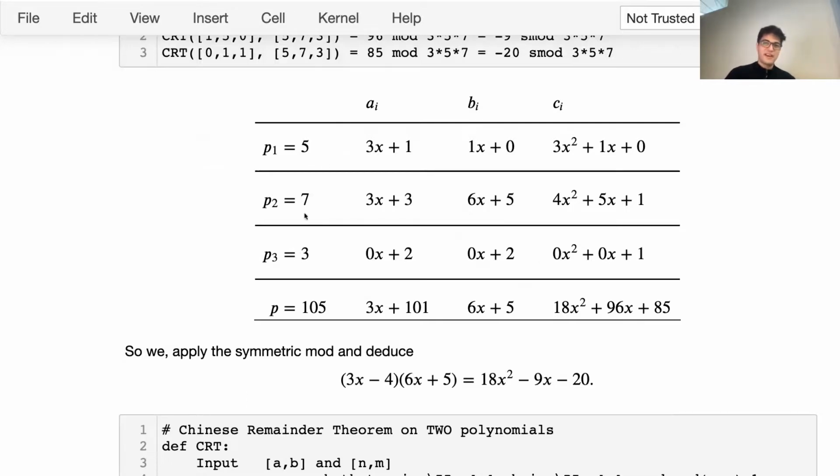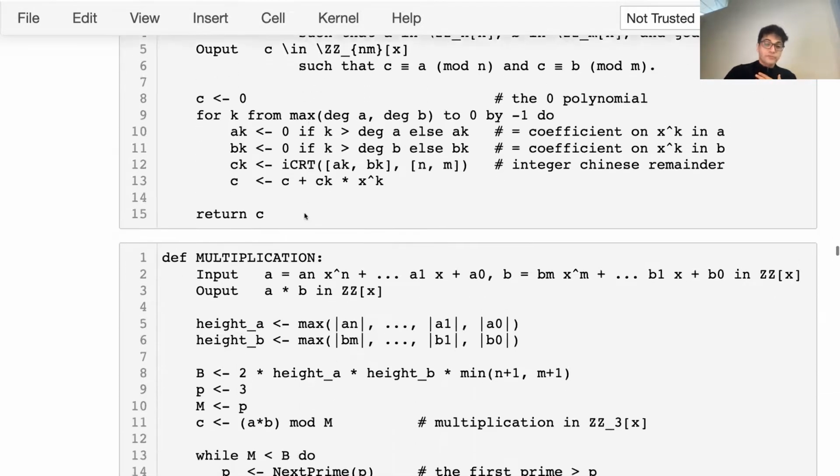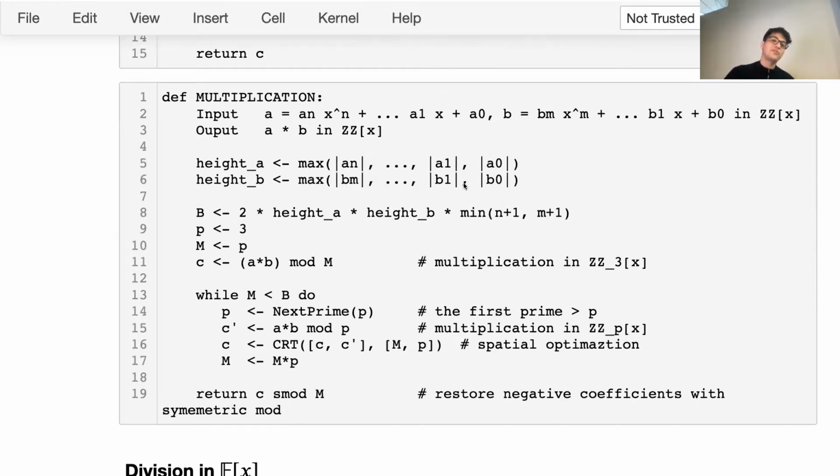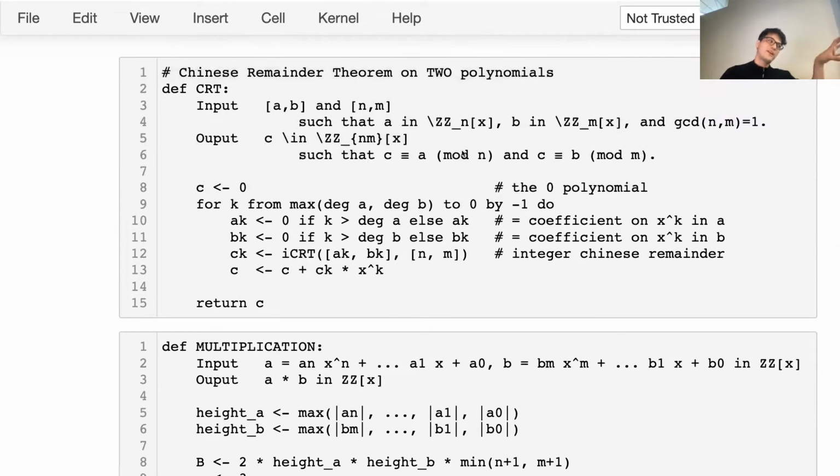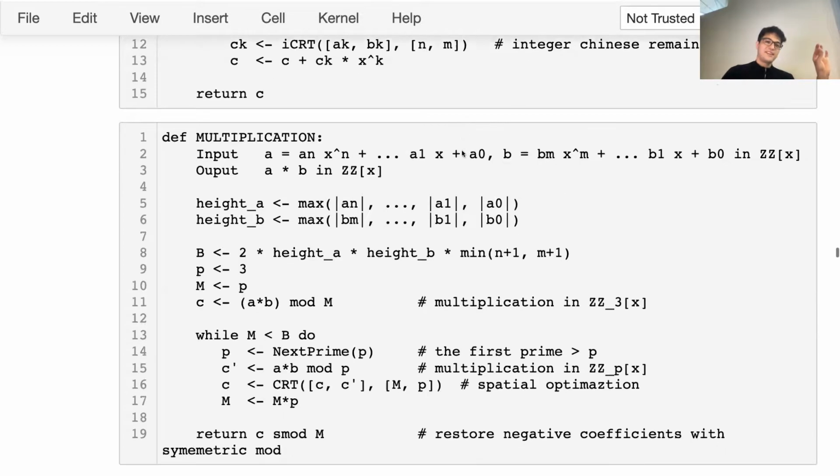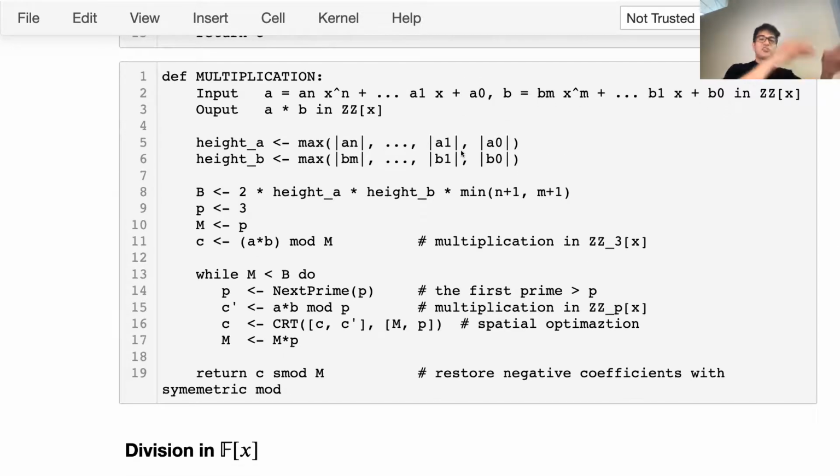You should go from 3 to 5 to 7. And then once you do that, you just use the Chinese remainder theorem on 2 in a larger algorithm where you're combining 2 and then getting another one and combining. So let's look at how this works.